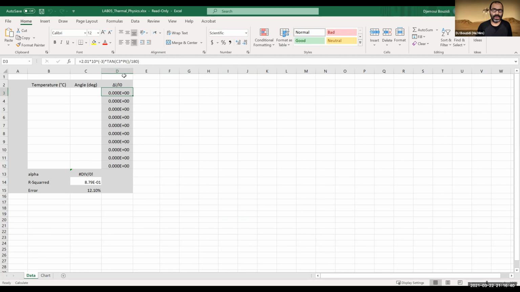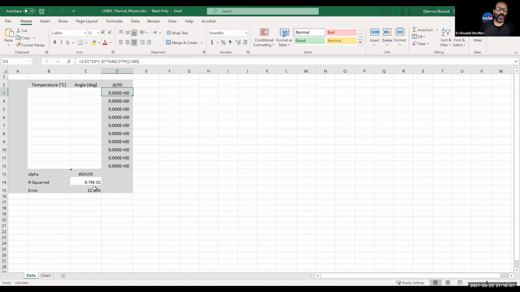Can I change this value in here? Don't change it, okay? This is the formula that you will need for the calculations in here. I should really have locked this value, but it's fine.